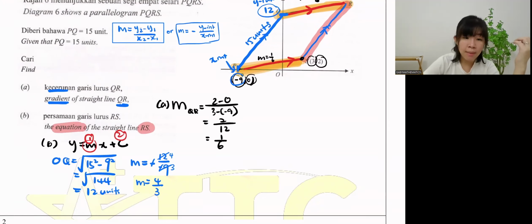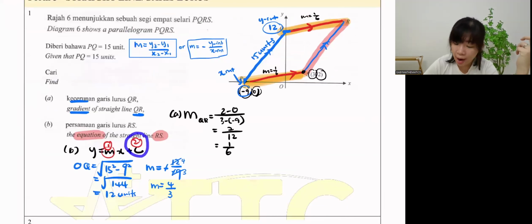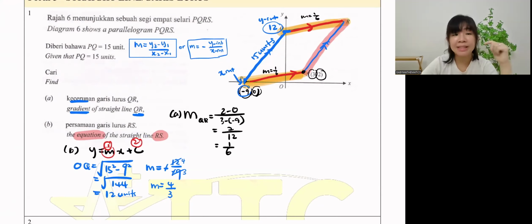Okay, once we have m done, the second thing we need to find is c. Check RS, this line. Do you have c, the y-intercept? Where should the y-intercept be? The y-intercept means the line must intersect at the y-axis, meaning this line should extend long enough until it touches here. So this is c. Obviously not given. If it's not given, how do we find c? If you want to find c, always sub into the equation.